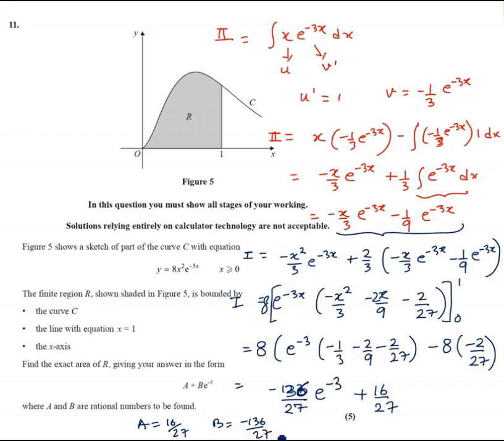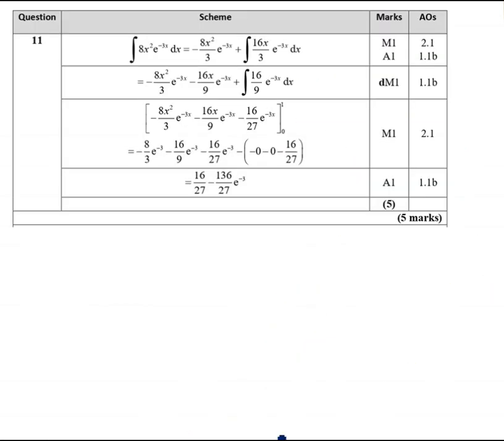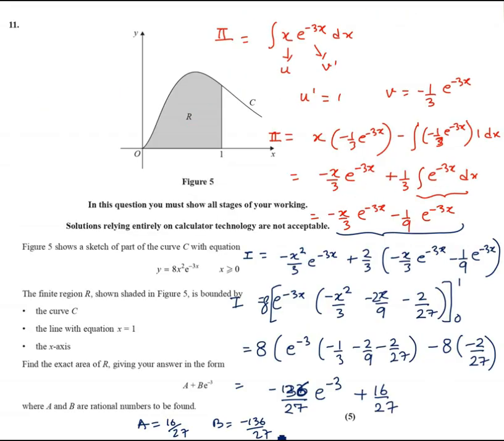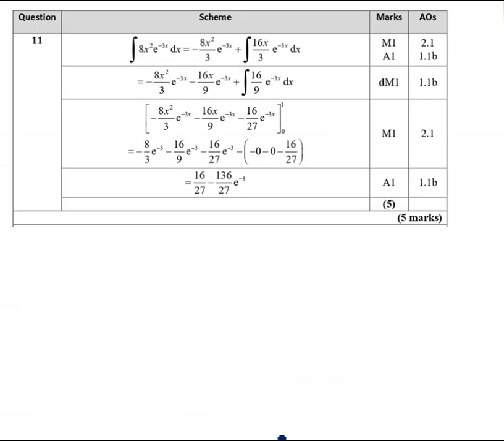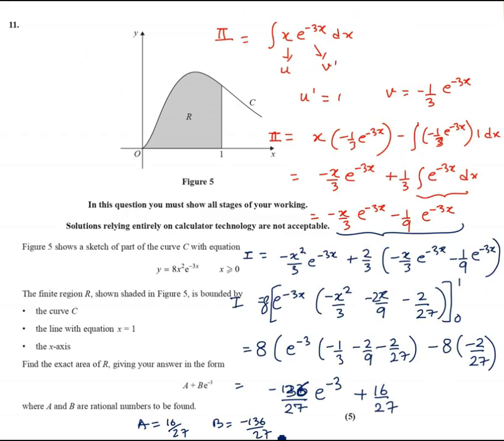Okay, so this question is about integration by parts twice. So let's check the answer now. So 16 over 27, that's correct, and minus 136 over 27, that's perfect. Yeah, so that's how we will do this question.